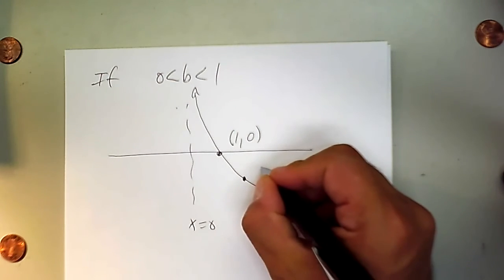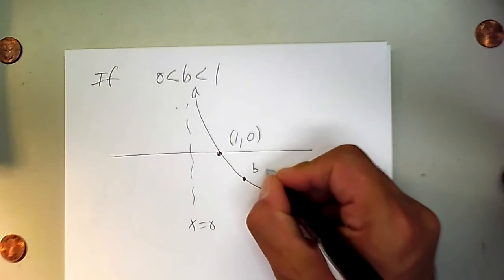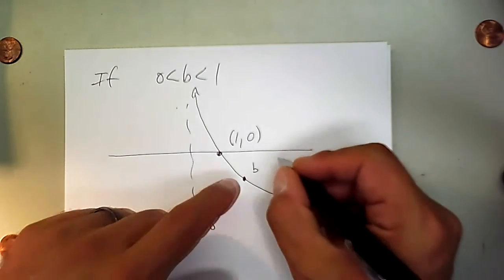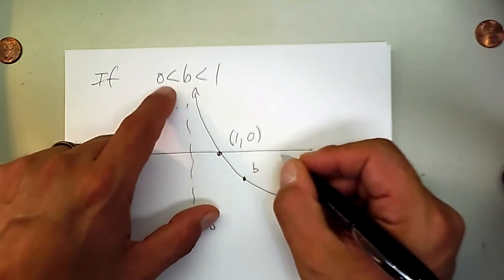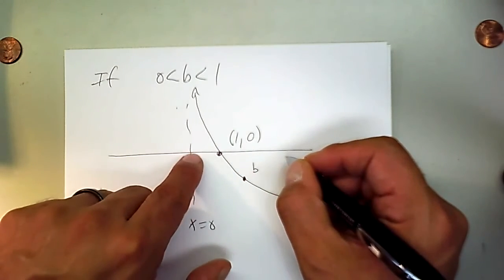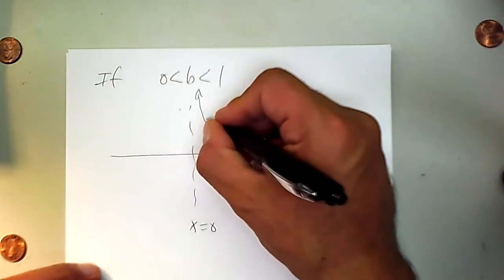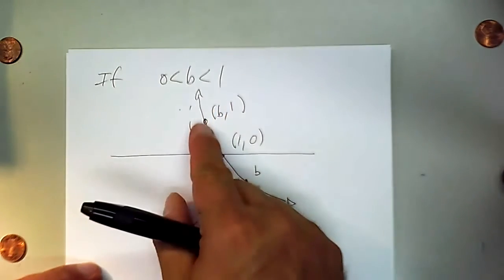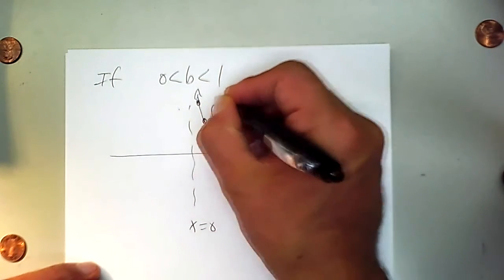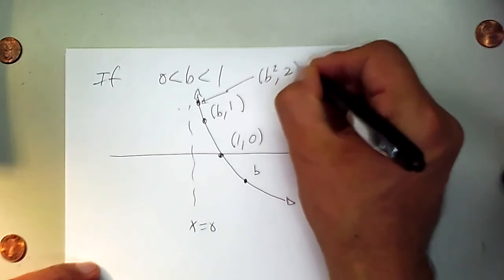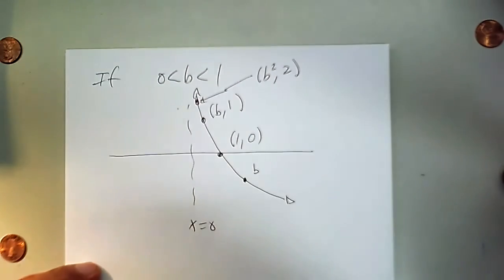we're going to have b, negative 1. Wait a minute. No. b is between 0 and 1. So this cannot be b, because b is between 0 and 1. This is 1. So here's where we're going to have (b, 1). b squared is going to be smaller than b, so it's going to be on the left of it. That point is going to be (b squared, 2). And then we'll have (b cubed, 3), and so forth.